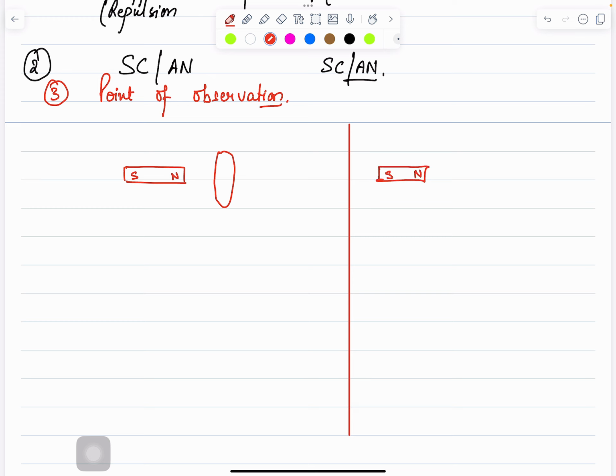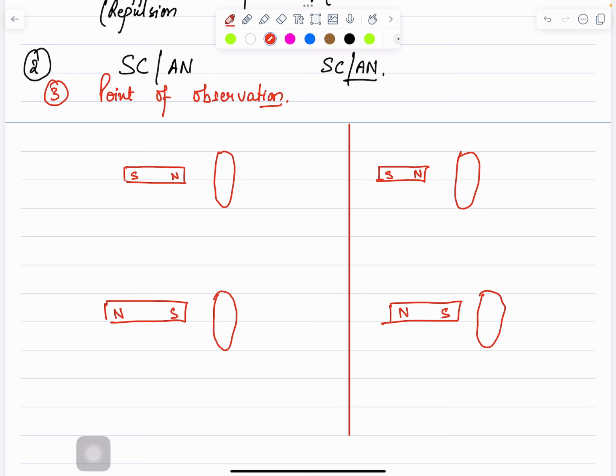South, north, and this is the observation. North, south, observation. North, south, observation. Okay, right now just try to understand the person is here. Okay, first solve the question.